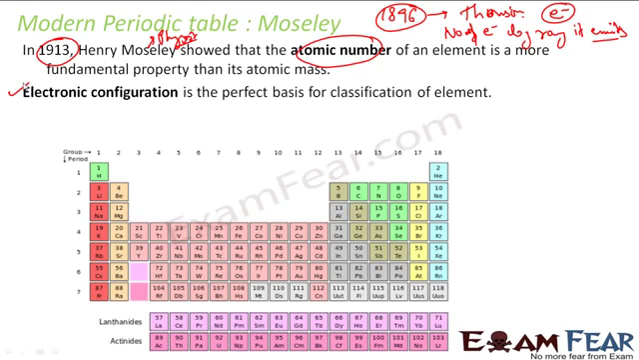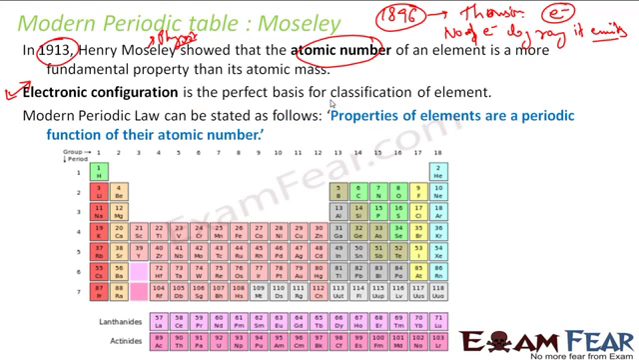Also, electronic configuration is a perfect basis for classification of elements. So this is also used because all the elements in a particular period will have similar electronic configuration. We'll explain more when we go through the details of this table. But just understand that the electronic configuration of a particular element is the perfect basis for classification of the element. Periodic law can be stated as: properties of elements are a periodic function of their atomic number.